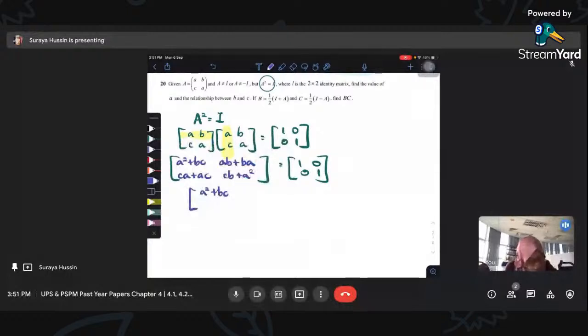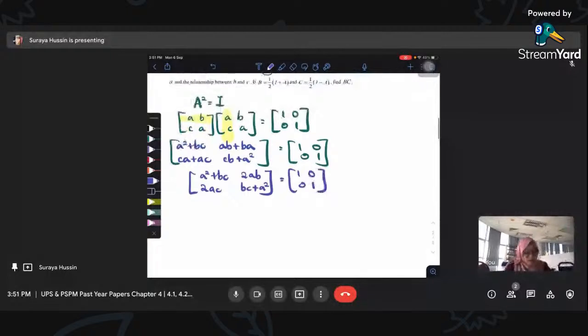This is 2AB. This is 2AC. This is BC plus A squared. Saya nak samakan, saya nak standardize. Senang bagi saya. Alright, so now your job is just to compare it. To compare anything that you feel is easy for you. So in this case, paling senang nak compare adalah 2AB is equals to 0. So you do that. So 2AB is equals to 0.